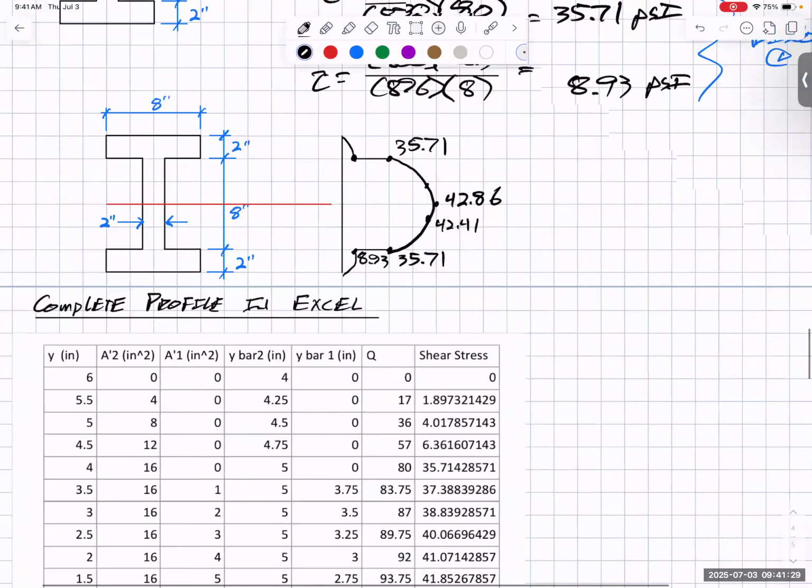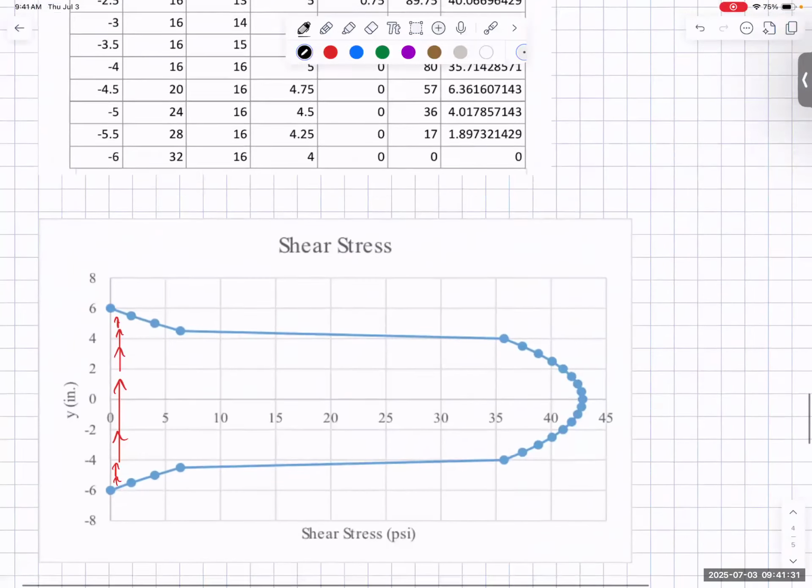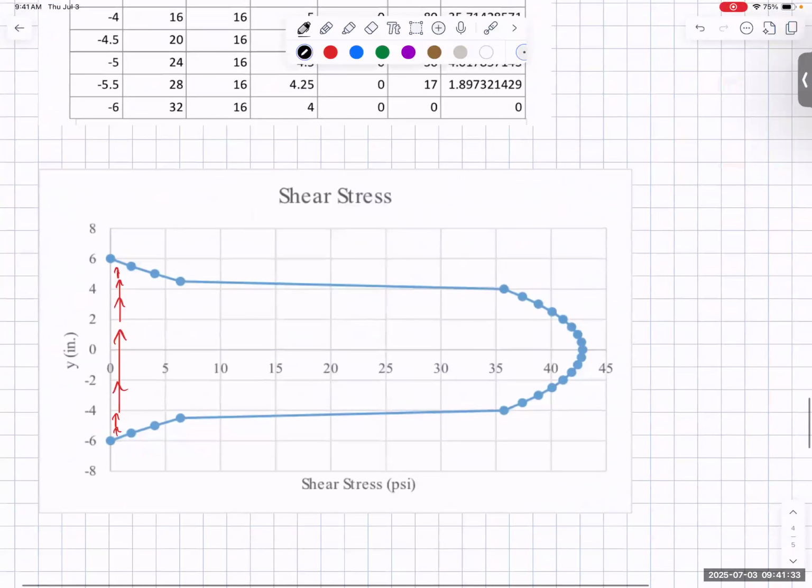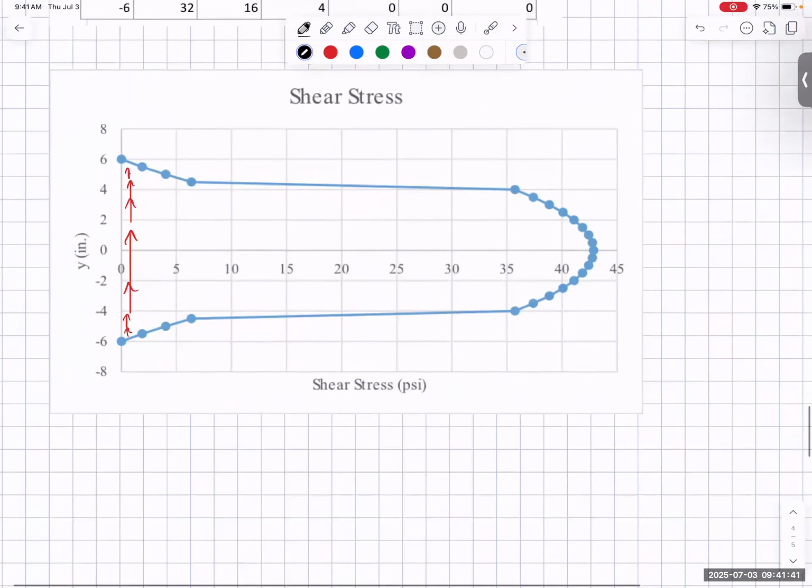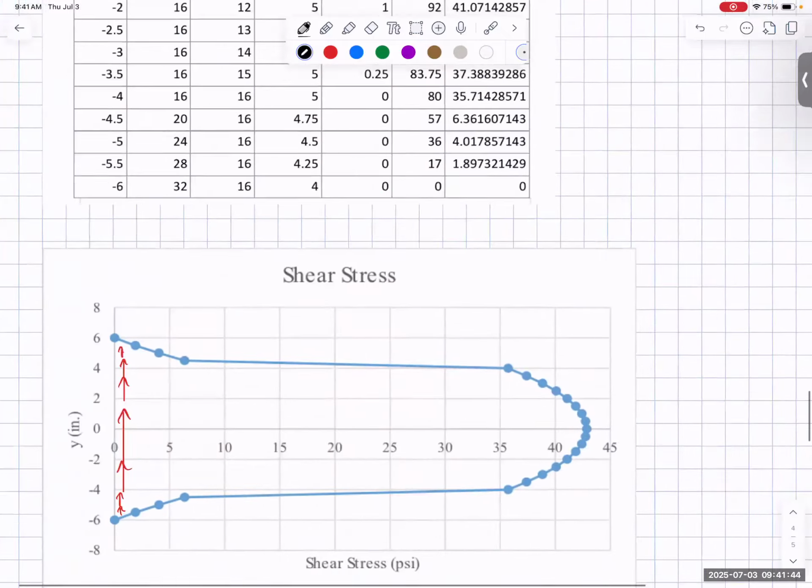Now, like I said, I repeated this in Excel to show all the points, and you see something that looks like that. Looks a little interesting, but regardless, that is actually what we see, with the maximum right there at the neutral axis, decreasing to 0 at the top and bottom.